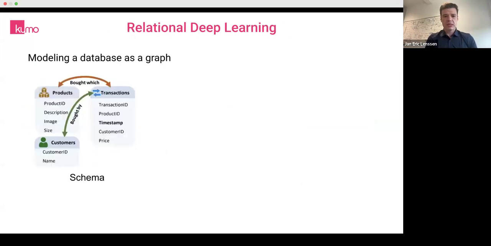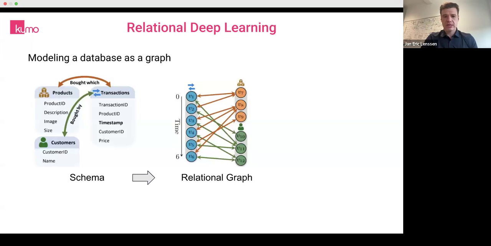So let's talk quickly about relational deep learning. What you usually have given is just a database. So you have a database schema. And let's say the schema has these three tables, and it has some links between these tables given by primary and foreign key relationships. Then what relational deep learning does is essentially construct a graph out of this schema.